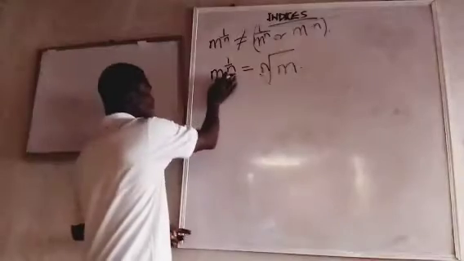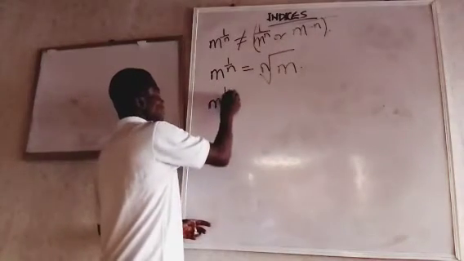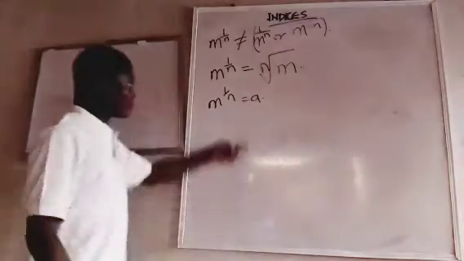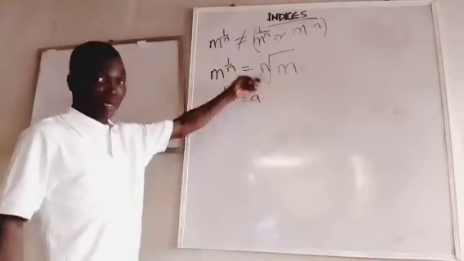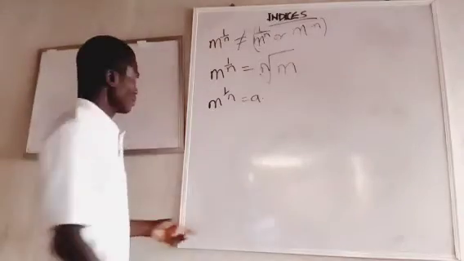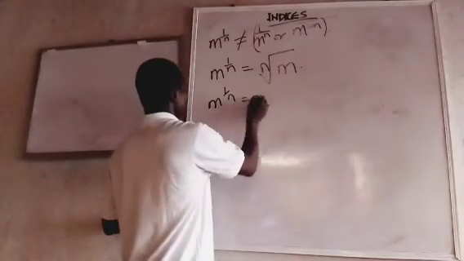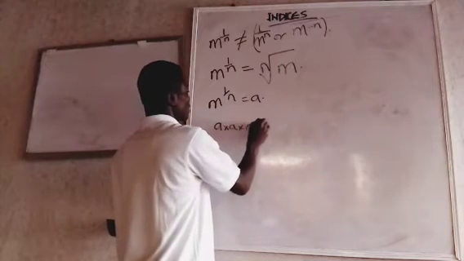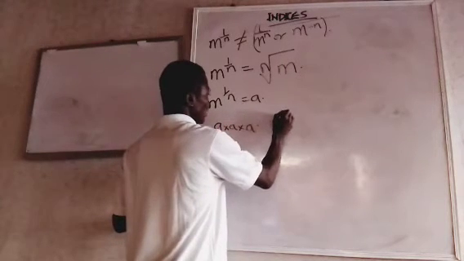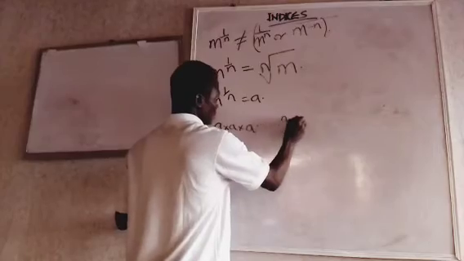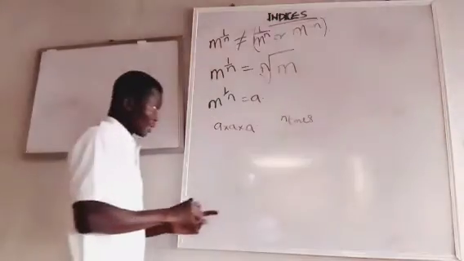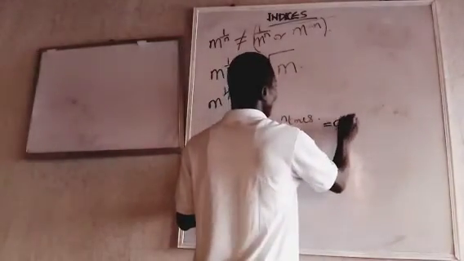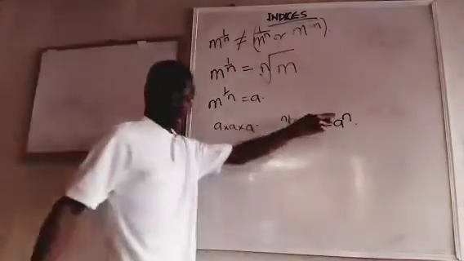How did we arrive at this? Let's say n raised to power 1 over n is equal to a. Now, if we raise a to the power of n, what is it going to give us? Let's say we have a times a times a, n times. You see, it's going to give us a raised to power n. That's what it's going to give us.